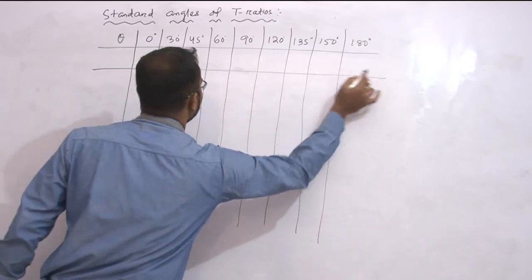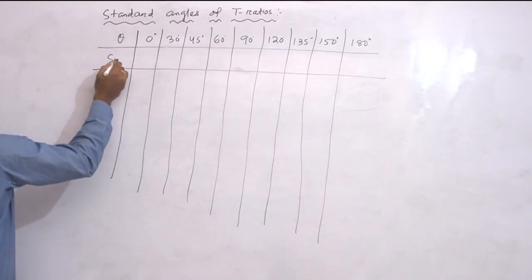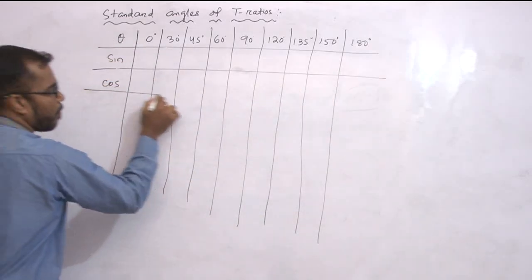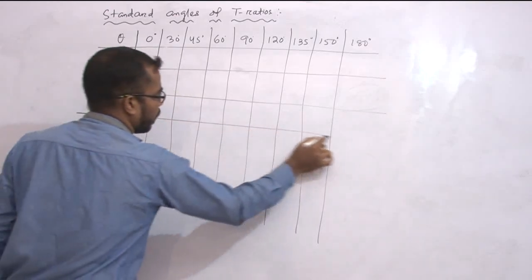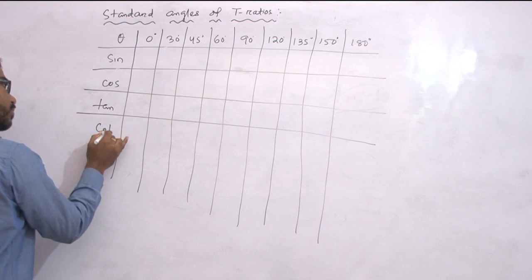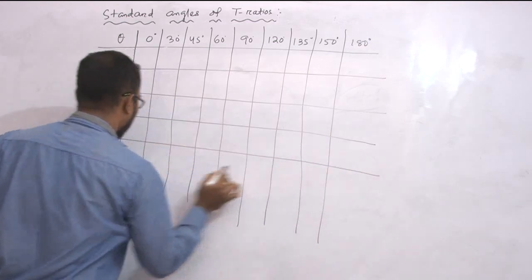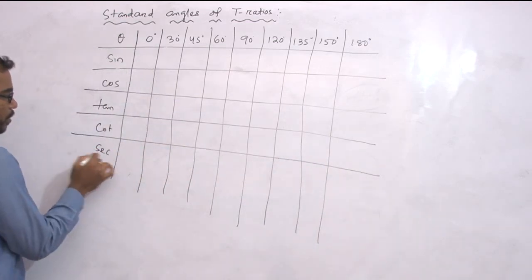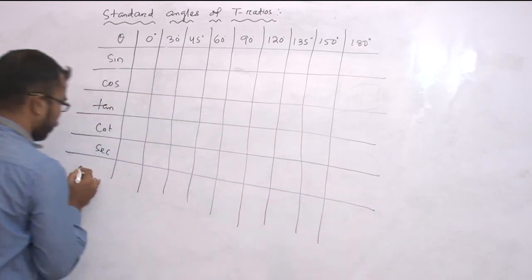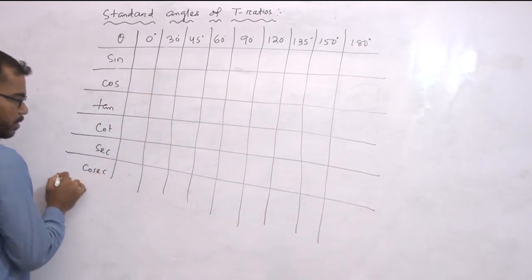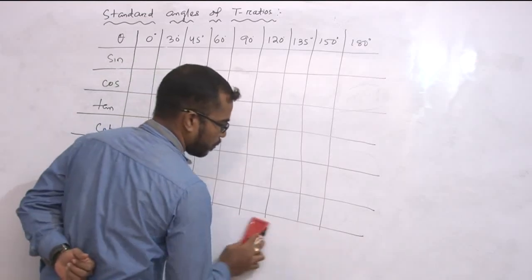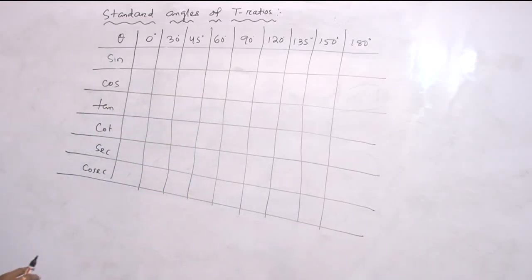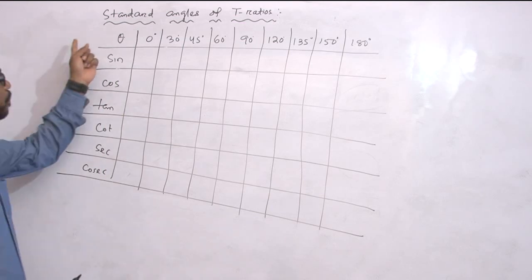So here the T ratios you can write: sine, cos, tan, and here cot. We write in systematic form. So these are the serial T ratios: sine, cos, tan, cot, sec, cosec.